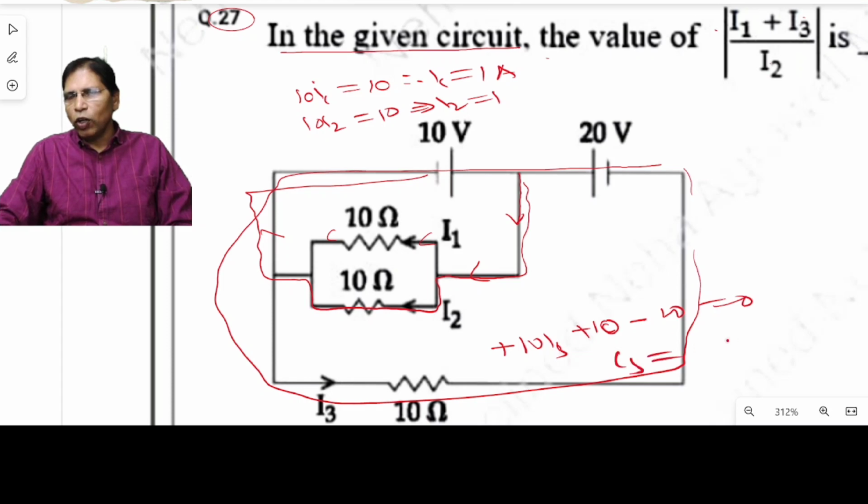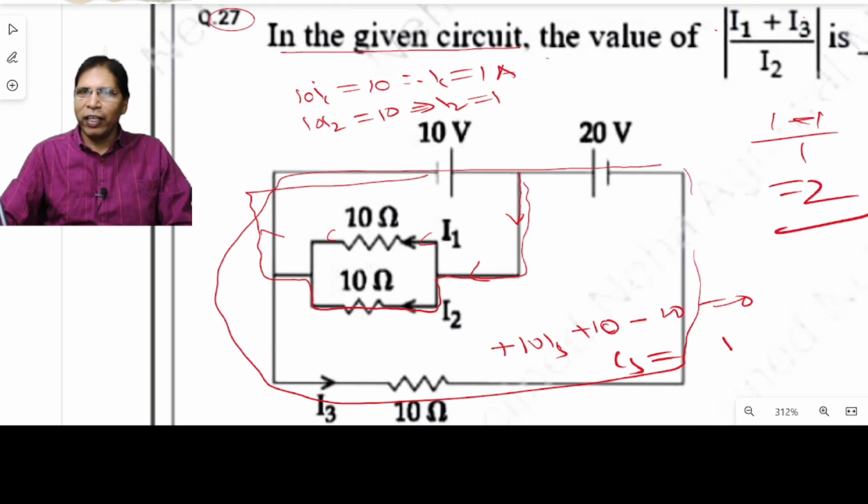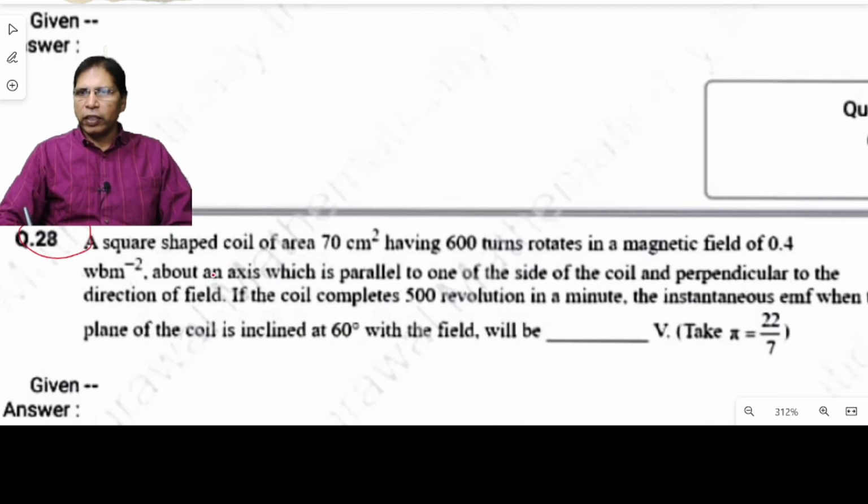So I3 is also 1. Now I1 equal to 1 ampere, I2 1 ampere, I3 also 1 ampere. So look at this, 1 plus 1 by 1. So this is the 2. Okay. Now question number 26.